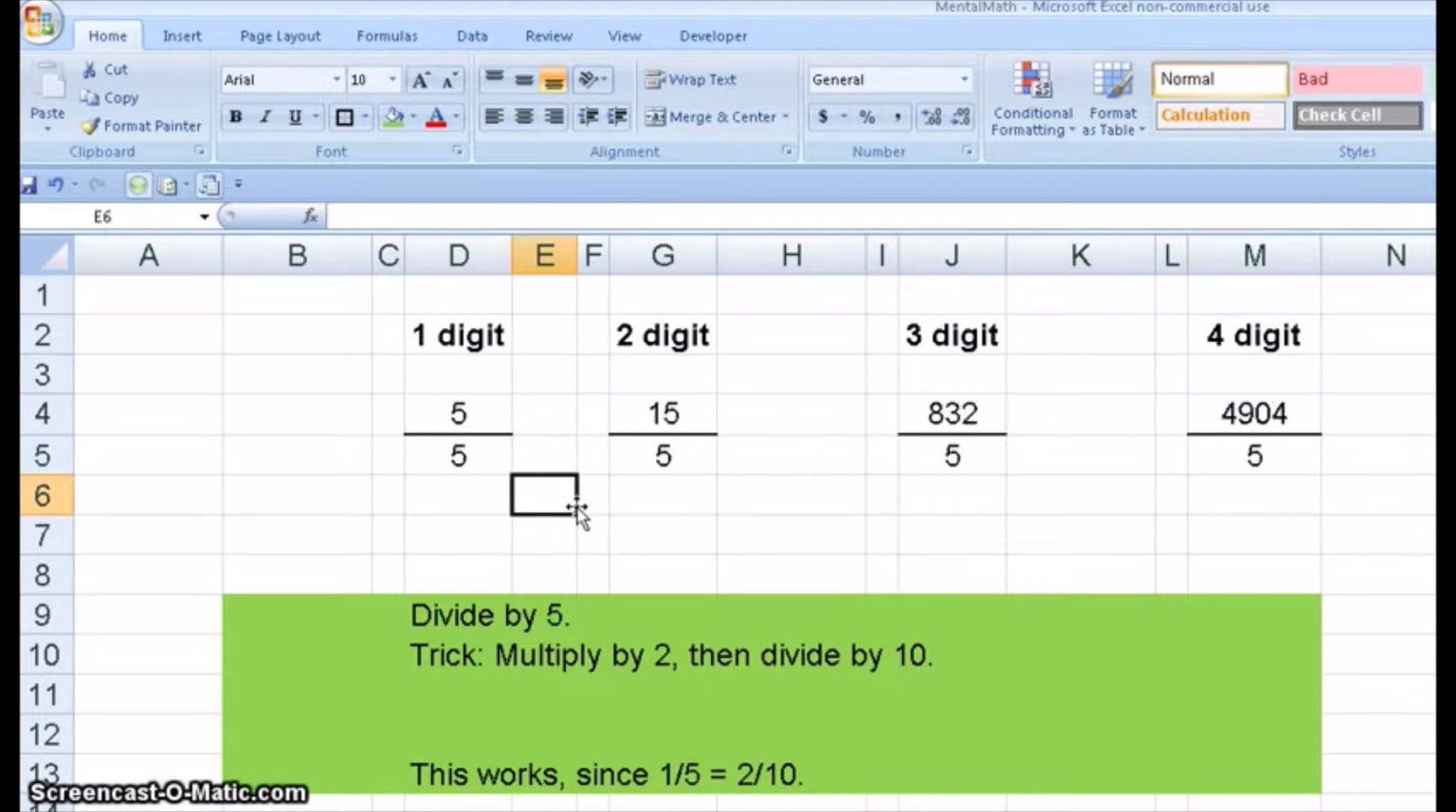Generate some more random ones here. Okay. Well, these ones turned out pretty easy, right? Because they go in evenly. So let's do, okay, 34 divided by 5. 34 times 2 is 68. Divided by 10 is 6.8. Let's do a 3-digit. Okay. So this is where we're going to have to carry some numbers here. So 467 times 2 is 934. Divided by 10 is 93.4.